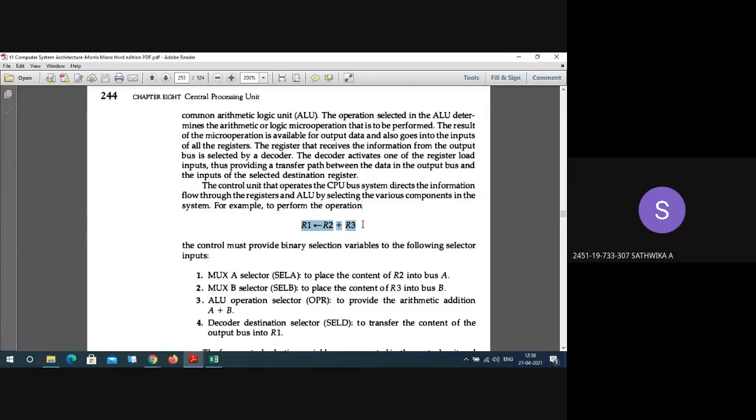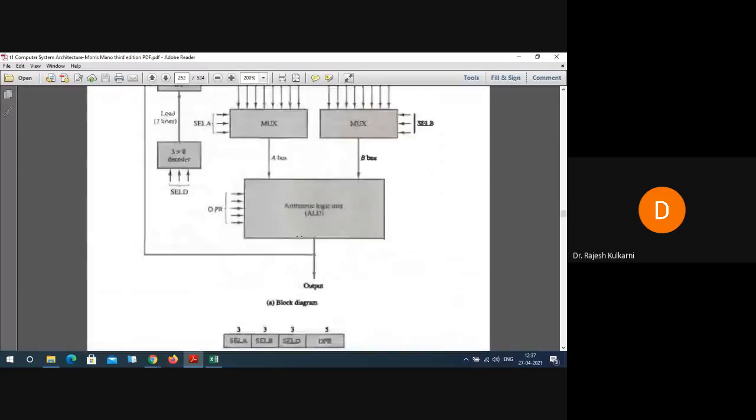Content of R2 is added with content of R3 and the result will be stored in R1. Excellent. What is your name? Satvika. Satvika, very good. Now let us go to this diagram.